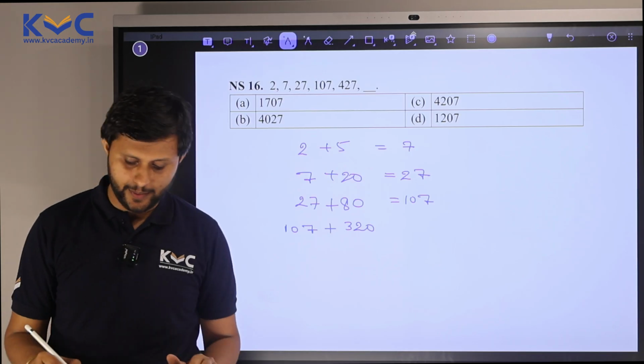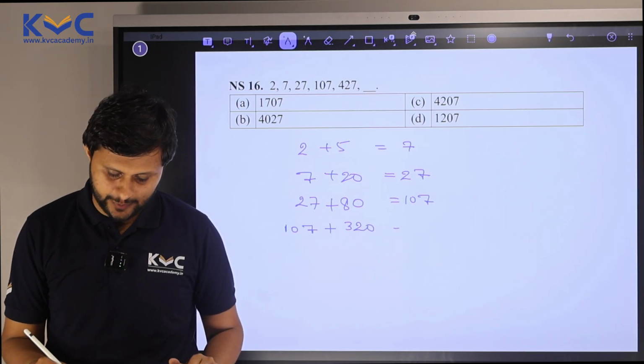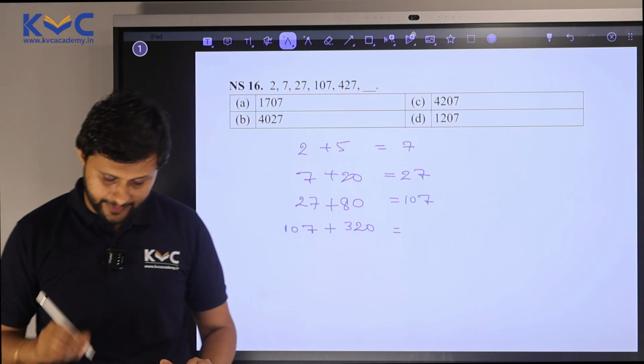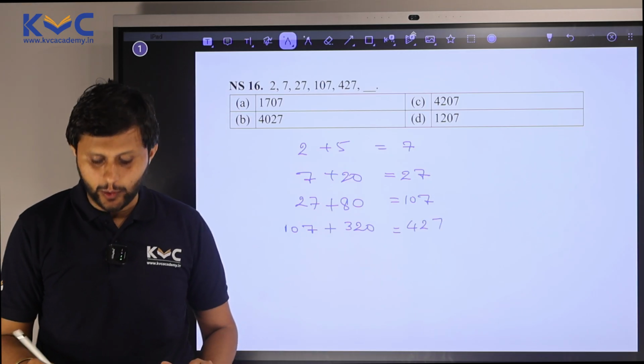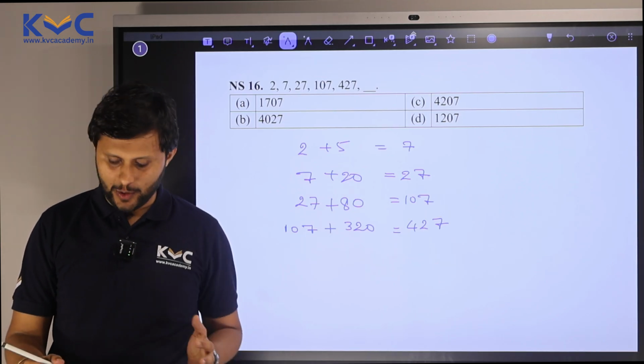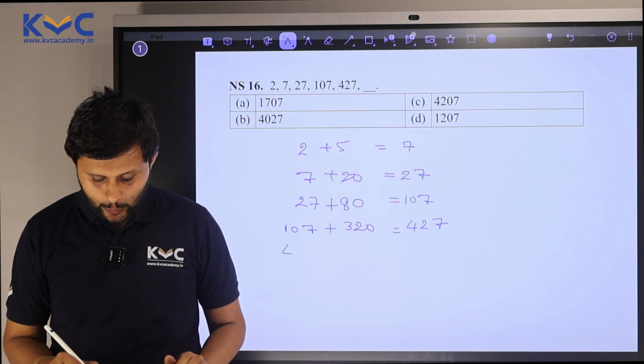Okay, 320. That should be my answer for the next one. Does it match? 320 plus 107 is 427. So that also holds good. Correct. I had not seen the next number. I tried to apply that logic. So in that case, what should it be?